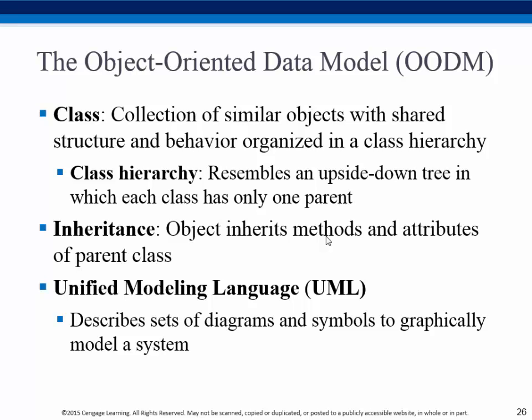Inheritance is the ability of an object within the class hierarchy to inherit the attributes and methods of the classes above it. And object-oriented data models are typically depicted using UML, or Unified Modeling Language, class diagrams. UML is a language based on OO concepts that describes a set of diagrams and symbols you can use to graphically model a system. UML class diagrams are used to represent data and their relationships within the larger UML object-oriented systems modeling language.